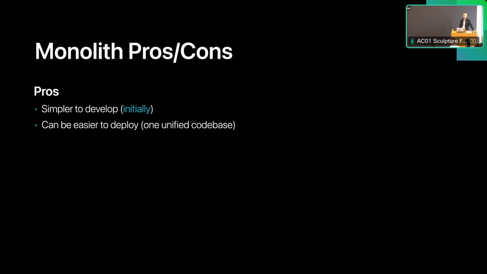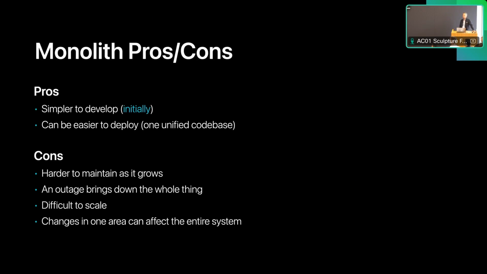So I don't want to be dogmatic here and say that monoliths are evil and we should not build things in that way. But we should understand what the pros and cons are, right? With a monolith, it is simpler to develop initially, and it can be easier to deploy because you're dealing with a single unified code base. But there are some pretty significant cons to monolithic approaches. The solutions can become much harder to maintain as they grow in size and complexity. And an outage can bring down the whole thing. It can be difficult to scale, and changes in one area can have unexpected consequences in other areas.